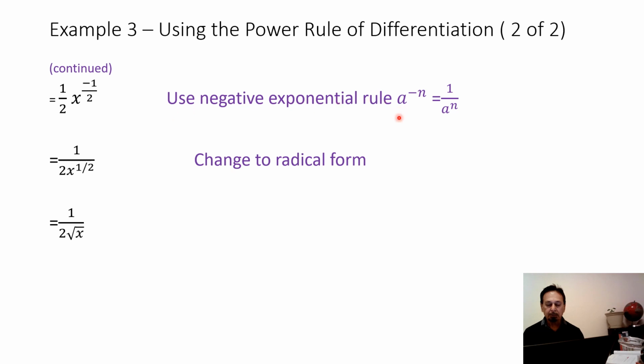Now we apply the negative exponential rule, a to the minus n equals 1 over a to the n. So you bring this down to the bottom and change the sign of 1/2. So now we have 1 over 2 times x to the 1/2. Now we change x to the 1/2 to a radical, which is square root of x. So the final answer is 1 over 2 times square root of x.